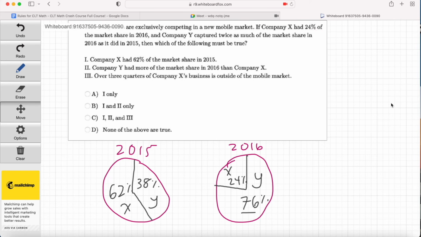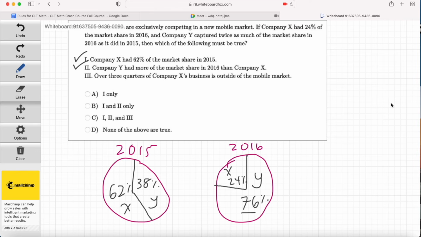We've drawn out all the information. Read Roman numeral 1 for me again. Company X had 62% of the market share in 2015. True or false? True. We know it. Absolutely. Roman numeral 2. Read it for me again. Company Y had more of the market share in 2016 than Company X. True or false? True. Absolutely. Right? I mean, look at it in 2016. Y definitely had more.